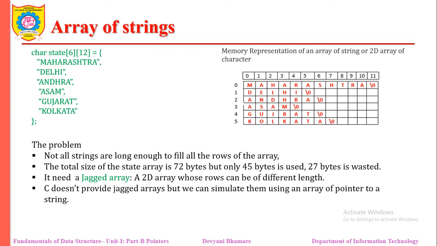But C doesn't provide such a jagged array. Here, if you have observed, the row size is 6 in one case, here the row size is 7, and in this case the row size is 5. So in this fashion, we are changing the row sizes with the help of a jagged array.